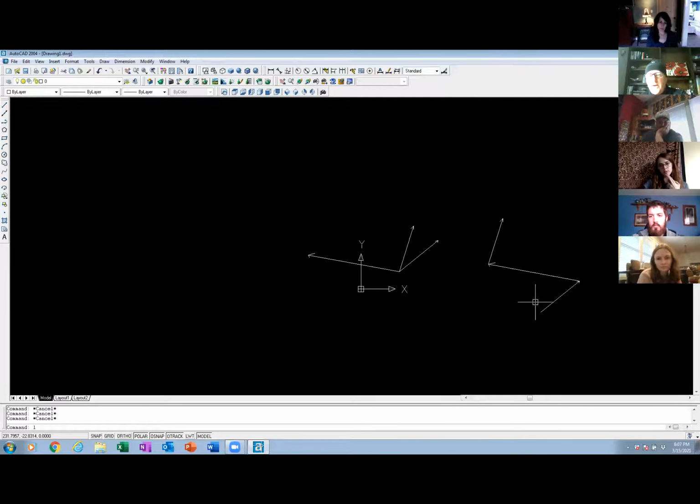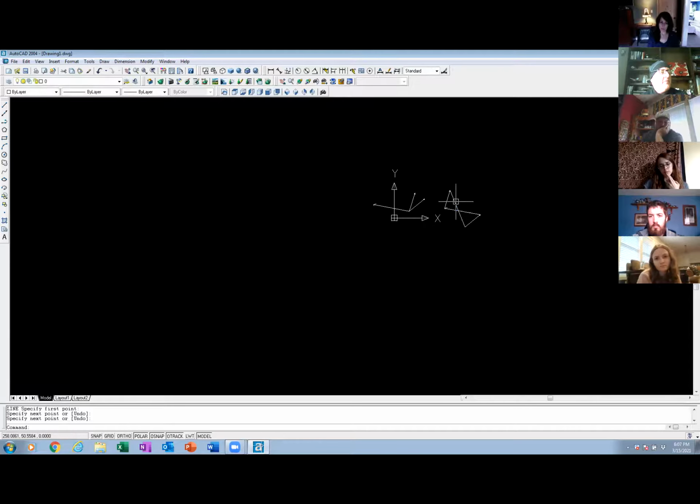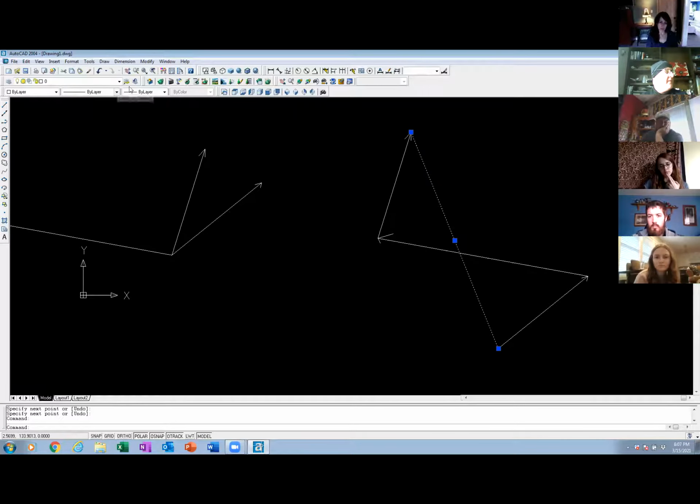Do you agree that this then is the result? That's the result. I'm going to change its color so it stands out to you a little bit more. Let's make it green. That's the result.